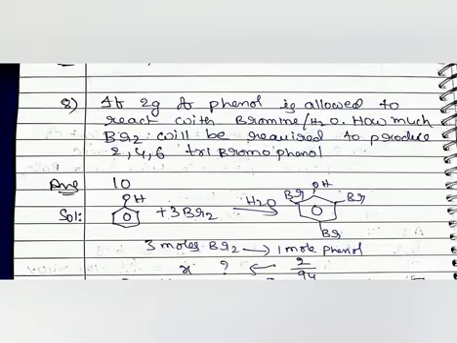Next one, if 2 grams of phenol is allowed to react with bromine, how much bromine will be required to produce 2,4,6-tribromophenol? From the equation, it is clear that 1 mole of phenol reacts with 3 moles of bromine. So 2 by 94 moles of phenol reacts with how many grams of bromine? Let's calculate. Here the X you will get as moles. X into 160 will give you 10.2 grams. Approximately it is 10 grams because the bromine molecular weight is 160.